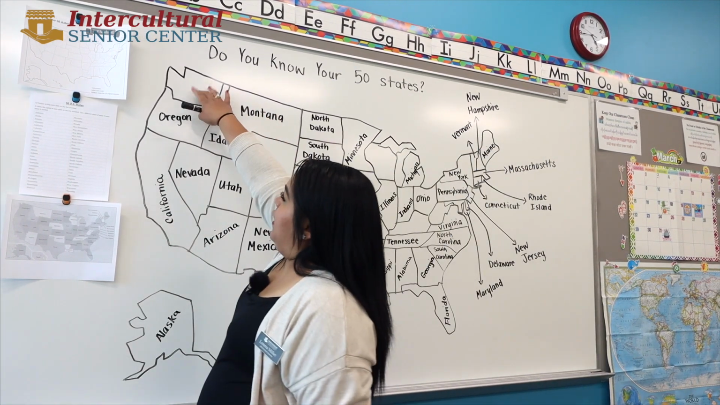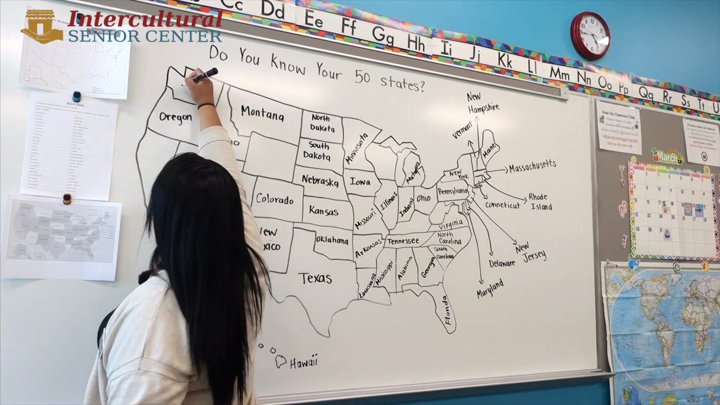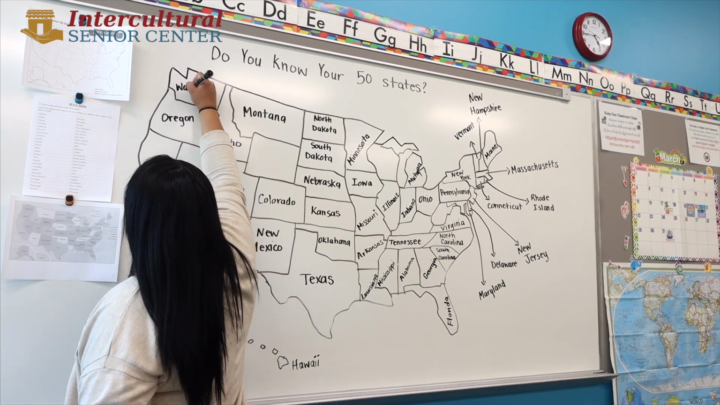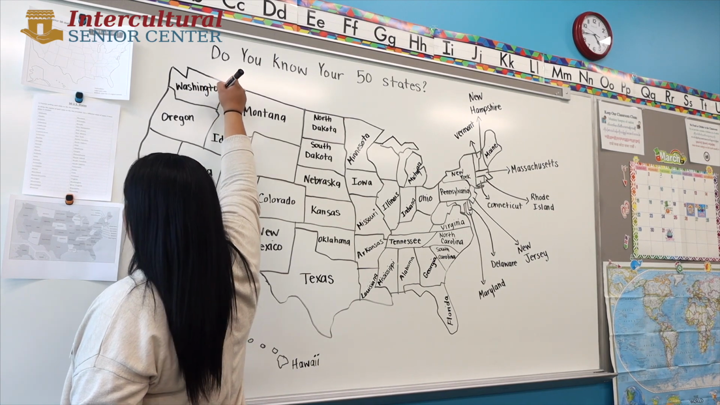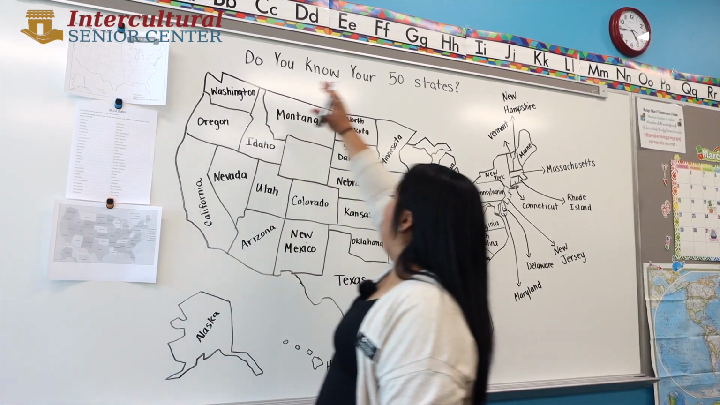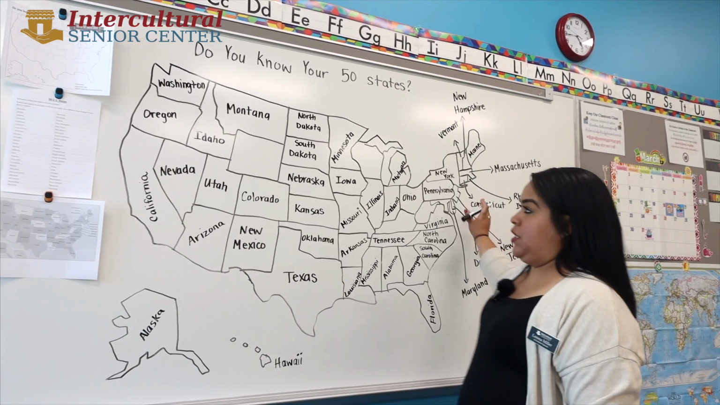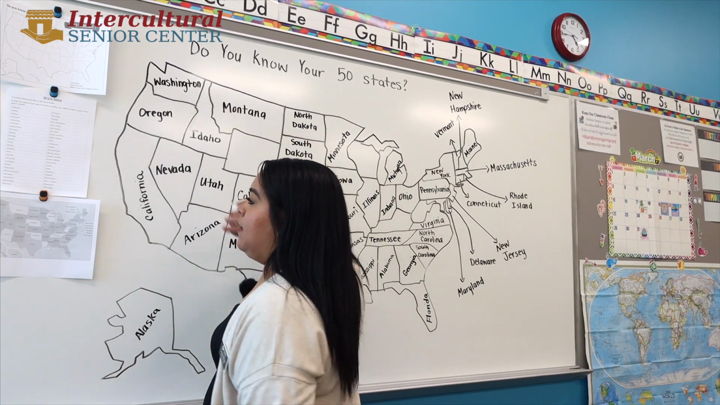Washington is our last state up at the top up here. So we'll do Washington. Don't get it confused between Washington State and Washington, D.C. Washington, D.C. is our capital, which is located over on the East Coast, but this is Washington State.